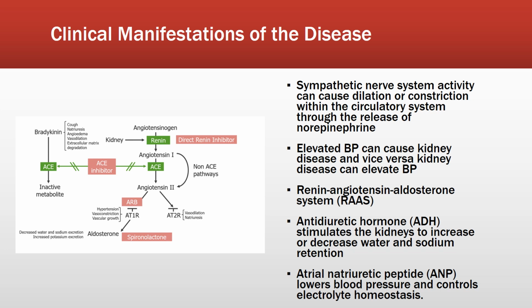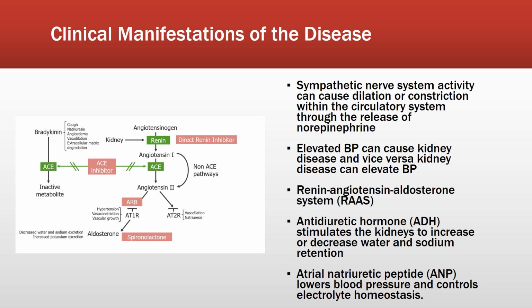The renal system, in particular the renin-angiotensin-aldosterone system, RAS, directly impacts blood pressure. Elevated blood pressure can cause kidney disease and vice versa. Kidney disease can elevate blood pressure. Renin is secreted by the juxtaglomerular cells into the blood in response to decreasing blood pressure.